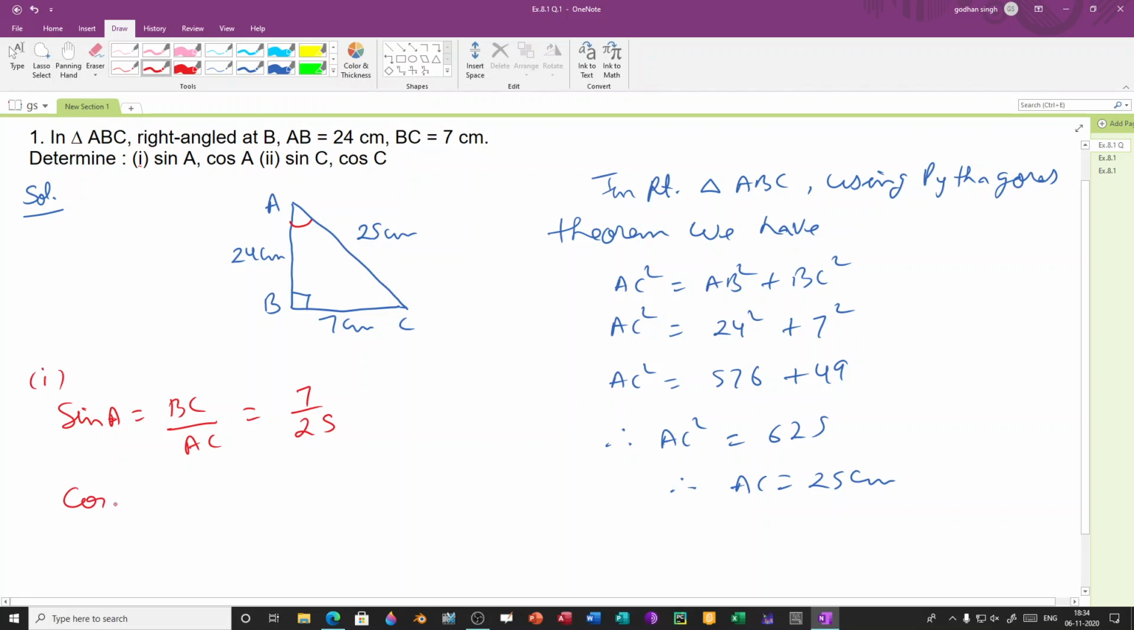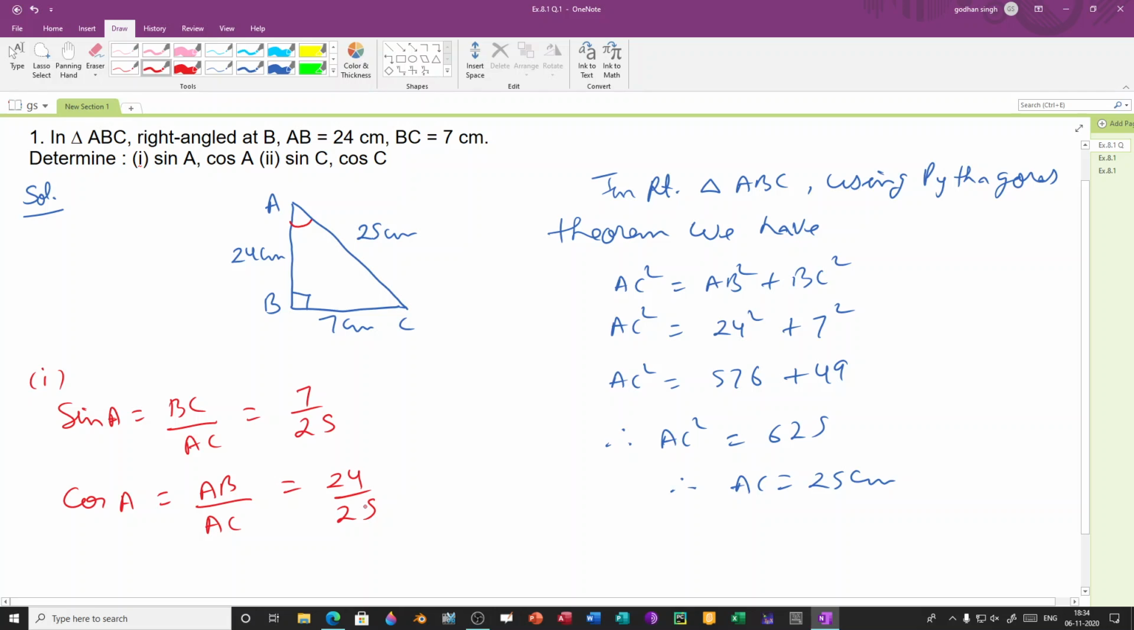Similarly we will find cos A. What is cos? Cos is defined as base over hypotenuse. So the side adjoining to the angle A other than the hypotenuse is known as base. So in this case base is AB over hypotenuse. Hypotenuse is AC. So putting the value of AB we will be getting 24 by 25. So this is the value of cos A.